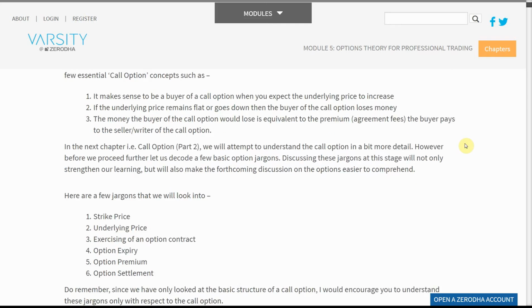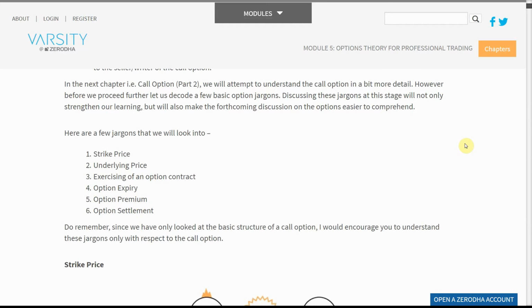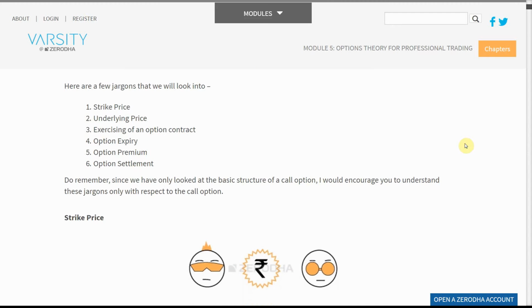In the next chapter, i.e., Call Option Part 2, we will attempt to understand the call option in a bit more detail. However, before we proceed further, let us decode a few basic option jargons. Discussing these jargons at this stage will not only strengthen our learning, but will also make the forthcoming discussion on options easier to comprehend. Here are a few jargons that we will look into: strike price, underlying price, exercising of an option contract, option expiry, option premium, option settlement.